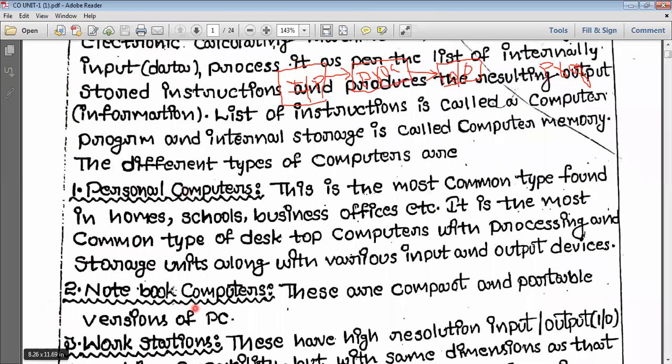Next, notebook computers. Notebook computers are very comfortable to carry, that is, they are portable, like laptops. In laptops there is no separate processor or separate keyboard; all are included in one unit. That's why laptops are very portable.